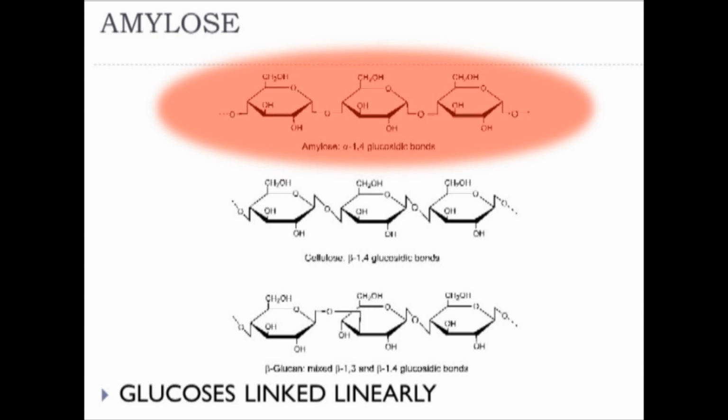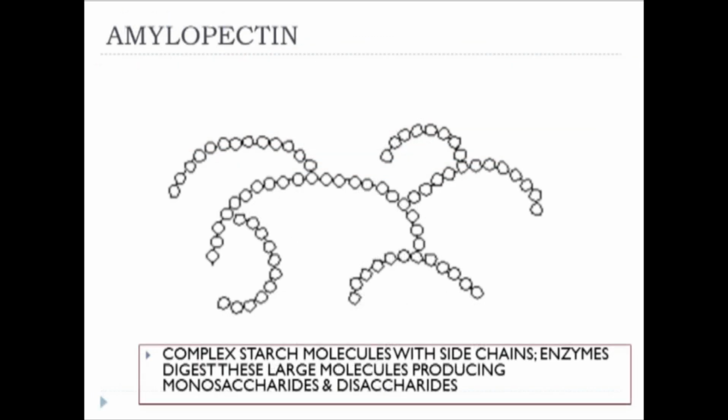Structurally speaking, amylose is made up of a straight line structure of glucose molecules that are essentially linked together by alpha 1,4 glucosidic bonds, which are digestible by the amylase enzyme. The amylopectin structure tends to be more branched than straight line. So it's a complex molecule of side chains that are linked together by alpha 1,4, just like the amylose, but in addition, the branches are alpha 1,6. The enzyme that digests these large molecules produces essentially monosaccharides and disaccharides, which eventually get absorbed by the enterocytes of the GI tract.